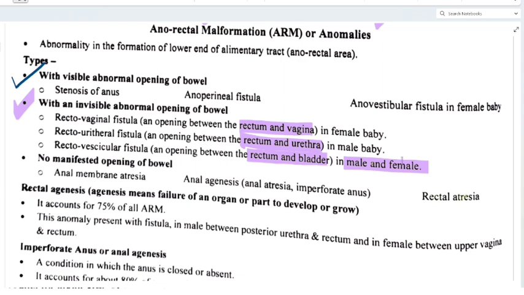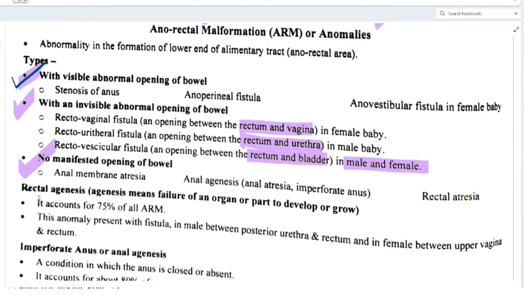Clear? Then next one is no manifested opening of bowel. Third type is no manifested opening of bowel, that is anal membrane atresia, anal agenesis, that is anal atresia or imperforate anus, then rectal atresia. These all are the types.